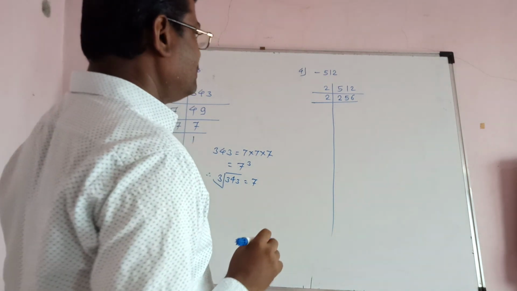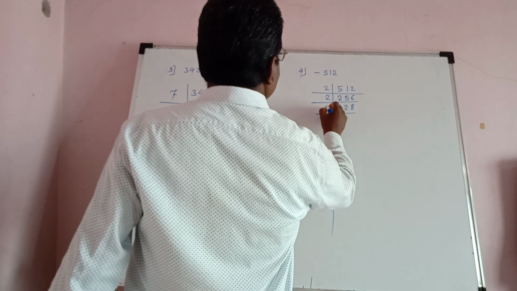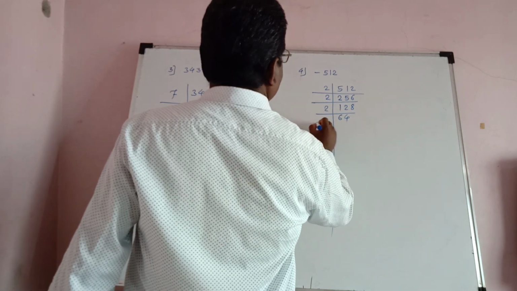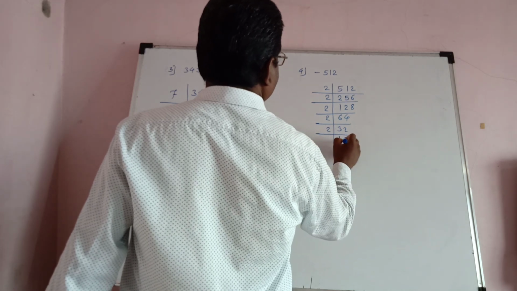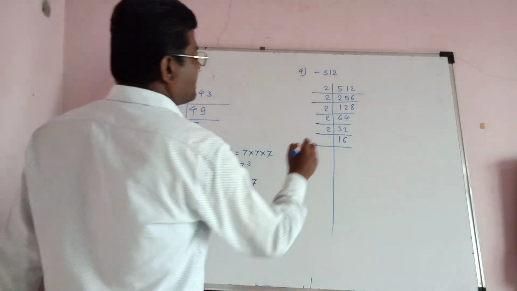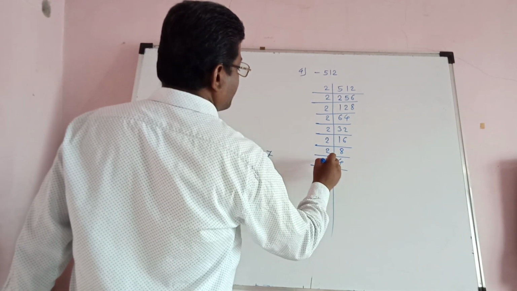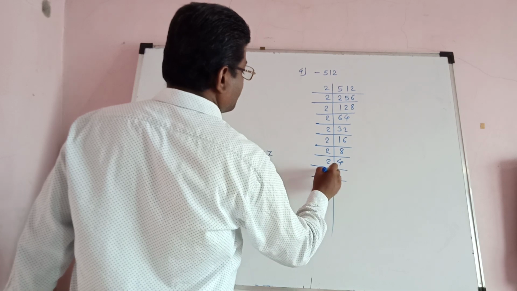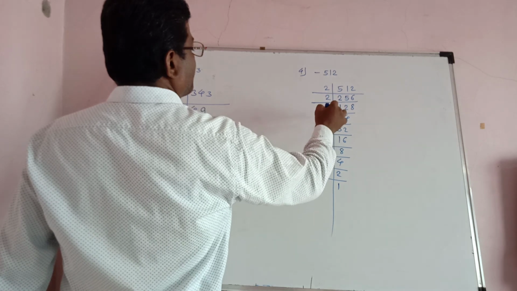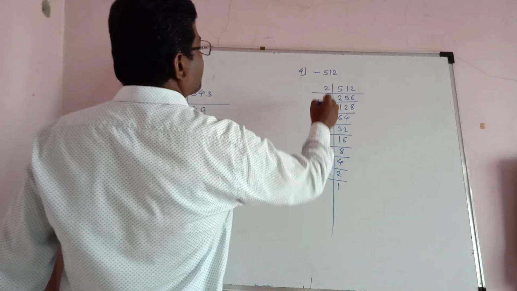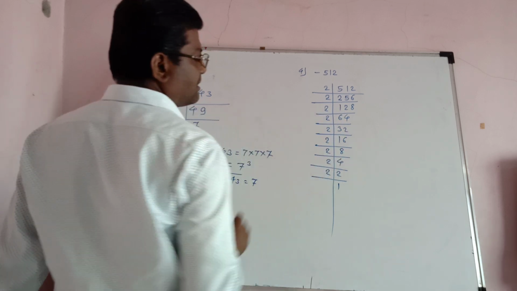256 divided by 2 is 128. Divided by 2 is 64. Divided by 2 is 32. 32 divided by 2 is 16. And 16 divided by 2 is 8. 8 divided by 2 is 4. 4 divided by 2 is 2. 2 divided by 2 is 1. So, counting the 2s: 1, 2, 3, 4, 5, 6, 7, 8, 9.